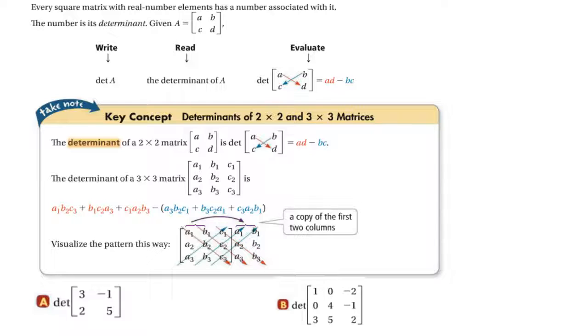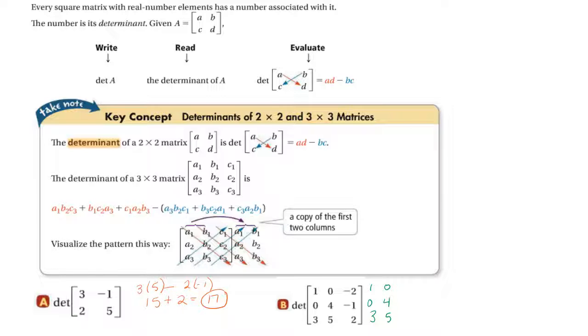If I want the determinant of this, I'm going to do 3 times 5 and subtract 2 times negative 1. So 3 times 5 is 15, minus negative 2 is plus 2, which gives me a determinant of 17. Right. The next one is my 3 by 3. So I'm going to copy the whole first column. I'm going to copy the whole second column.